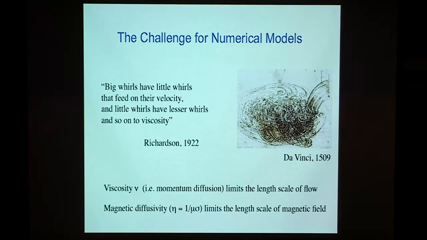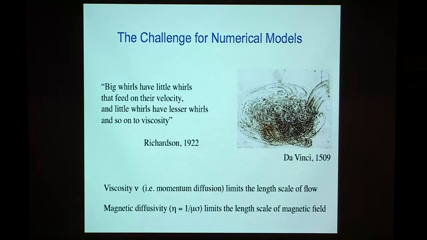So even though turbulence is probably not so important, there's no question that viscosity is going to be the thing that ultimately limits the length scales of the flows. Similarly, magnetic diffusivity, which is just 1 over the permeability and the conductivity, sets the limit of the magnetic fields. The magnetic fields will be produced at small scales, but once you get to a small enough scale, magnetic diffusion will just erase those. So that will set the scale of the magnetic fields.